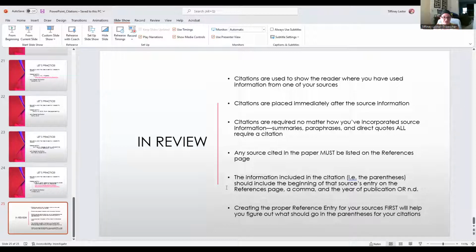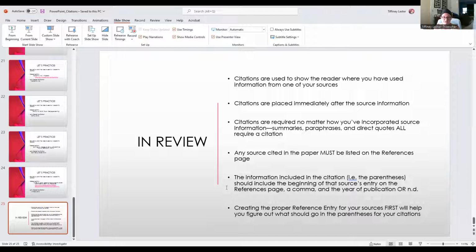Don't think that citations are complicated. The reference entries, comparatively, are more complicated than the citation. But even the reference entries, remember, you're not supposed to memorize all of this. Find the template for the type of source you're using and plug in the information. Create your reference entry for every single one of your sources, and then you know what goes in your citation for each source.